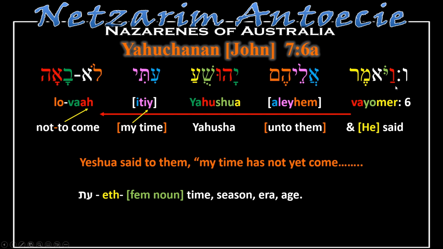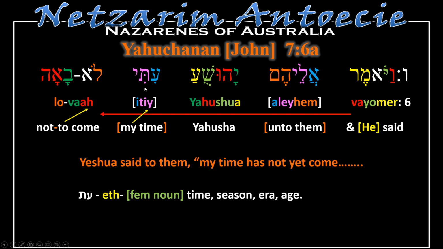And we read, va, yo, mer. Remembering that we don't pronounce the aleph. That's why it's in white. And because there's no pronoun, we can insert he. And he said, alehem, unto them. And who? Yahushua, or Yahusha.